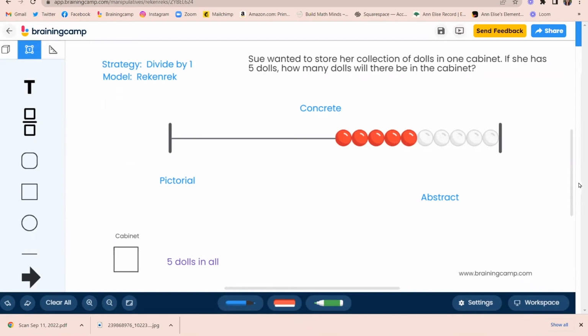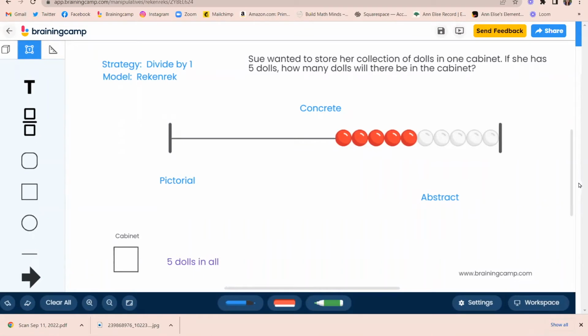Dividing by one can be very tricky for many students. We want to make sure we're providing them context to help think their way through the situations. In fact, many students, when you ask them just the straight expression of 5 divided by 1, might not know or might give you an incorrect answer. But if you provide it to them in context, they'll get it right.